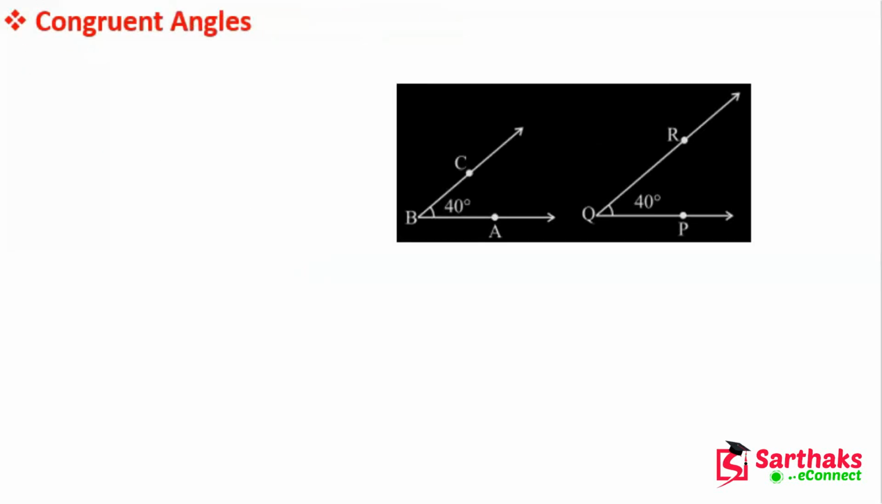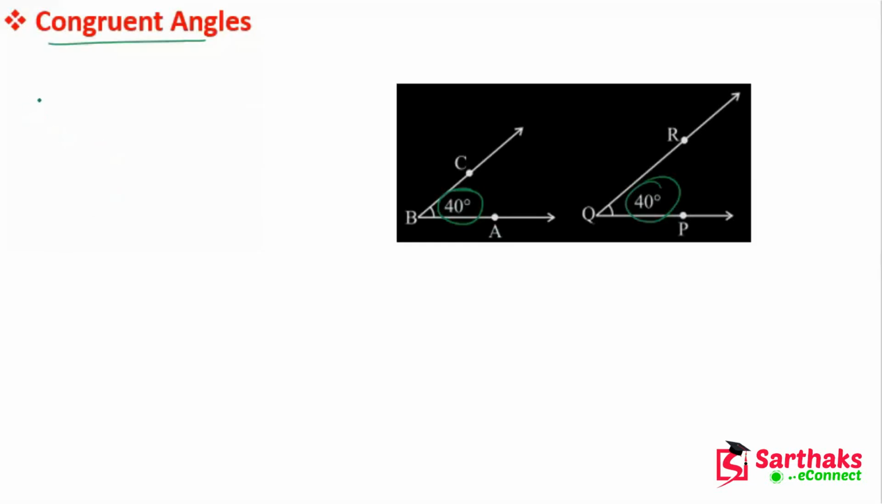Now let's see congruent angles. If two angles have the same measure in degrees, they are congruent angles. The angles may or may not lie in the same position or orientation on the plane. So if we see that the angle measures are equal, then we can say that these angles are congruent angles.